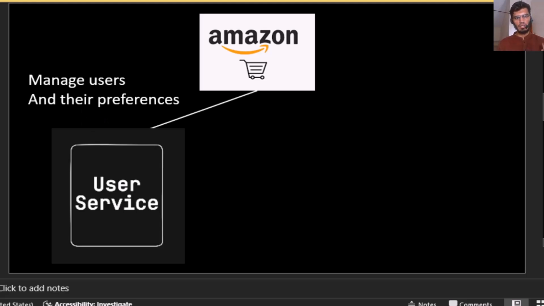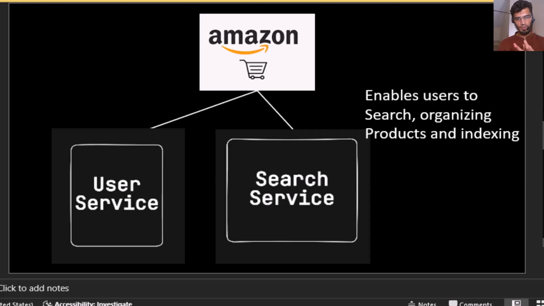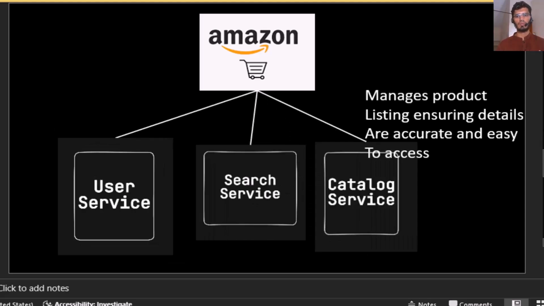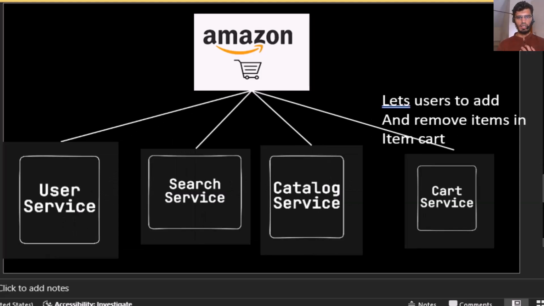Similarly, this application is also made up of a search service to search products, so that products can be indexed and searching can be made fast for millions, billions of users. Similarly, we have another service known as catalog service that manages product listings on the page so that listings are accurate and easy to access.